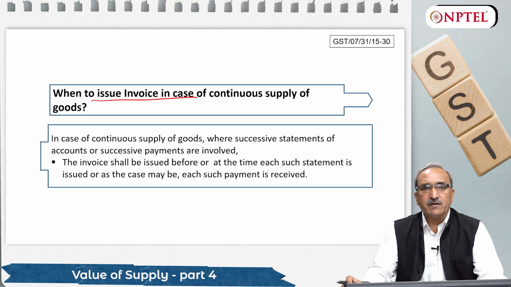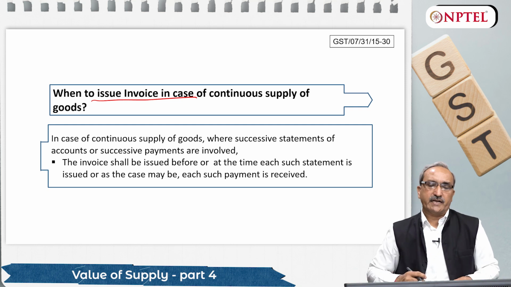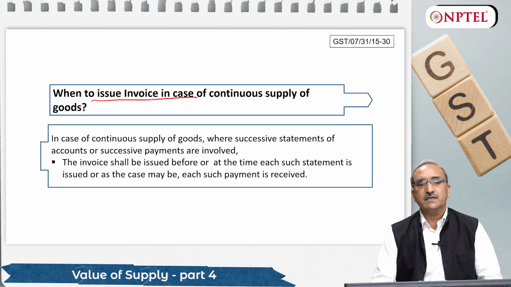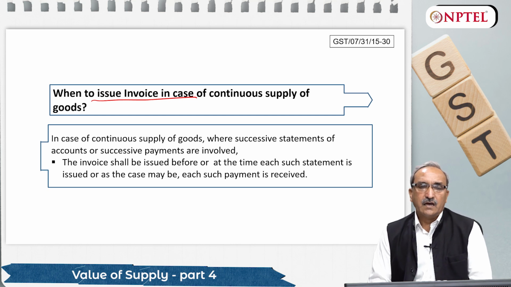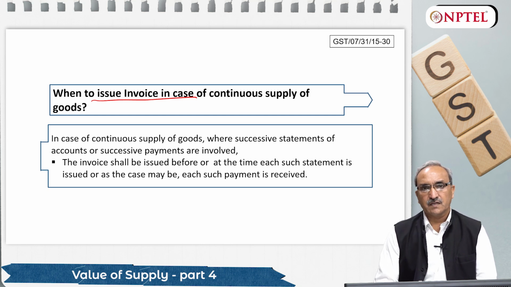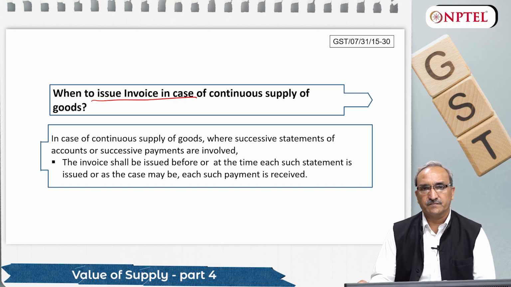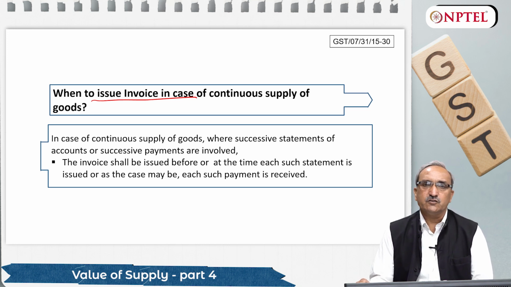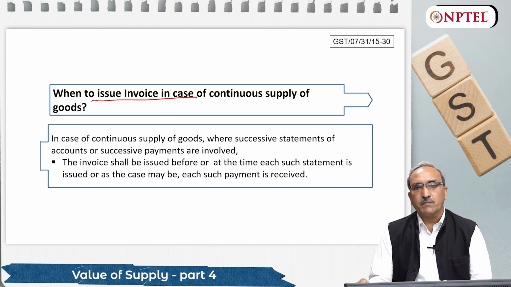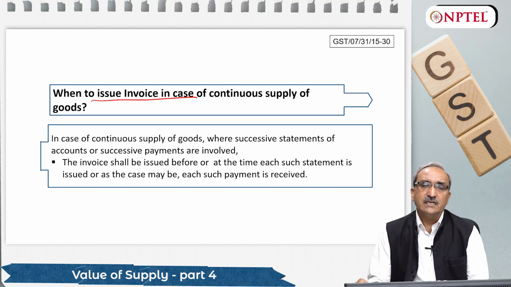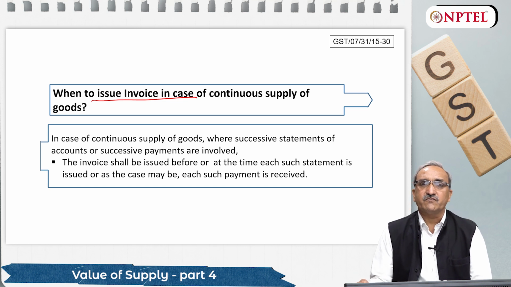Very simple, friends. If you have such a contract which is going to run for more than 3 months, your contract must mention when invoices are to be raised. You can have a clause in your contract for raising invoices on a monthly basis or on some performance basis, meaning when 25% of the work is completed, when 50% of the work is completed, when 75% of the work is completed, invoices will be raised accordingly.